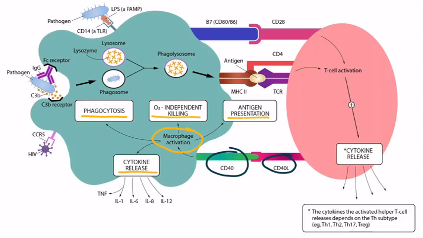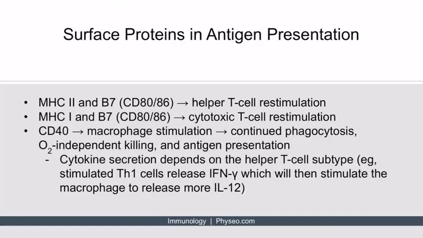If the actions of the T cells are needed to fight the infection, then the actions of the macrophage will also be needed. So it makes sense that this interaction between the macrophage and the T cell would also stimulate the macrophage. Now I've shown here several different cytokines that macrophages can release. But going back to this slide, I want to remind you that cytokine secretion depends on the helper T cell subtype. For example, stimulated T helper 1 cells will release interferon gamma.